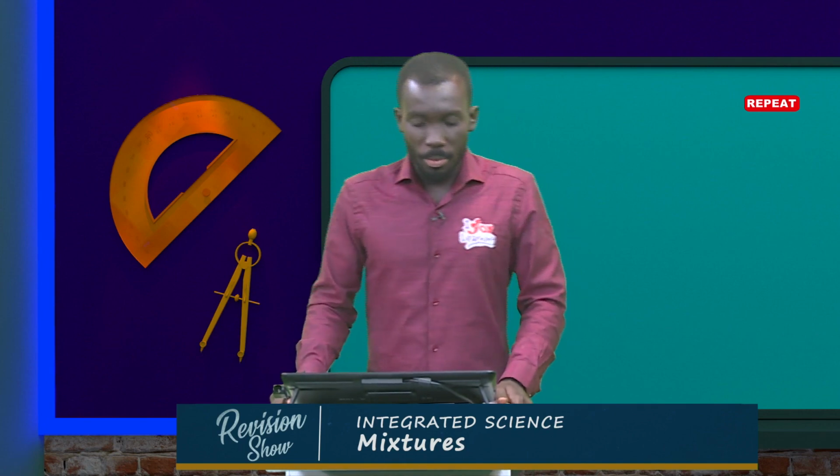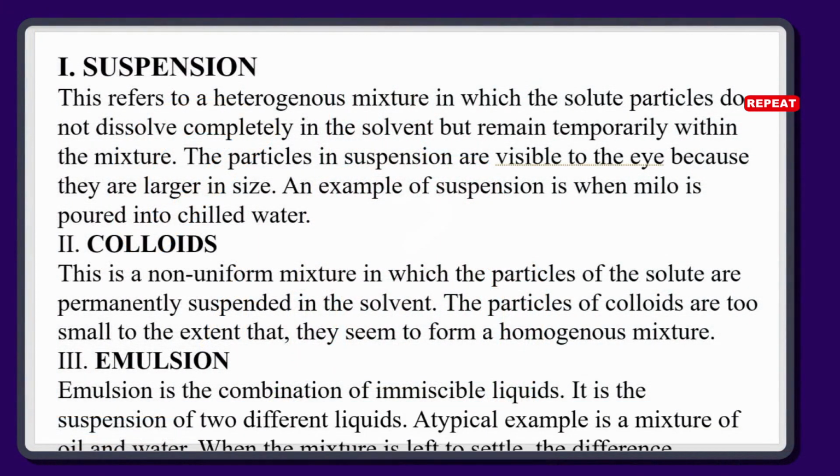So that is that. The more you stir a solution, the quicker the rate of dissolving. Now let's go to suspension, colloids, emulsion, and all that. Whenever we talk about suspension, this refers to a heterogeneous mixture in which the solid particles do not dissolve completely in a solvent, but remain temporarily within the mixture. So whenever we say suspension, it means that the particles of the solute are clearly seen in the mixture. Whenever you can clearly see them, then it causes what is called suspension. The particles in suspension are visible to the eye because they are larger in size. An example is when Milo is poured into chilled water.